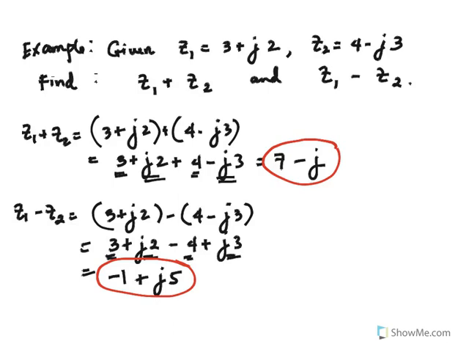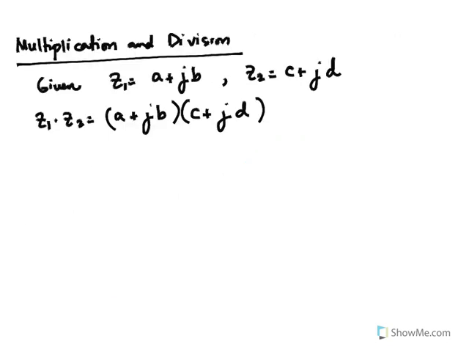Now, pwede nyo tingnan ngayon, what if baliktarin natin, what if instead of z1 plus z2, z2 plus z1 ang gagawin nyo, ano kaya ang magiging sum? Is it different from z1 plus z2? Or kung z1 minus z2 meron tayo, negative 1 plus j5, what if pagbaliktarin natin, we get the difference z2 minus z1, will we get the same value or will we get a different value? So, do that as your exercise.